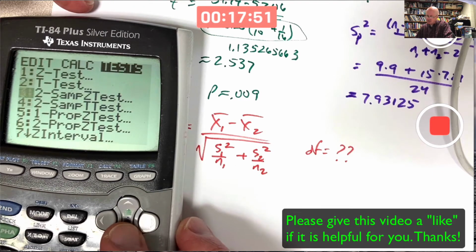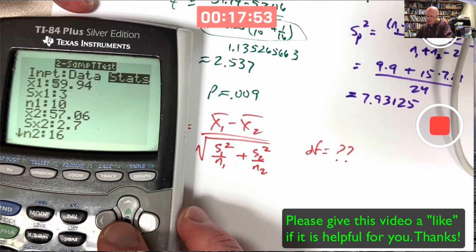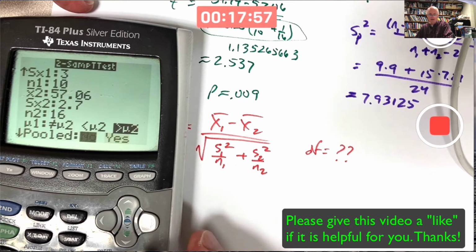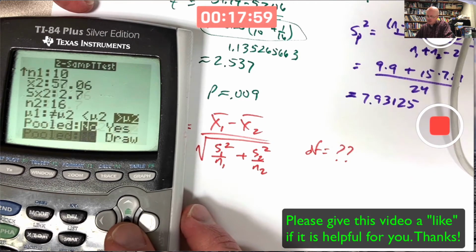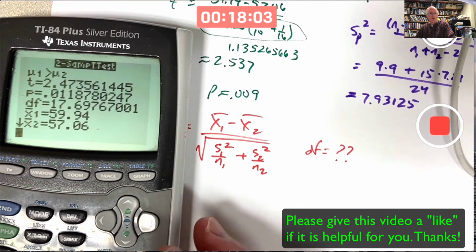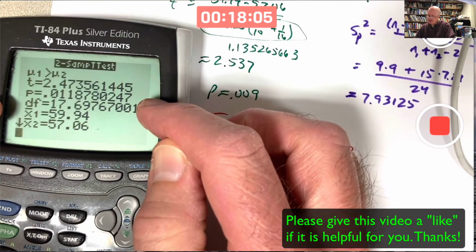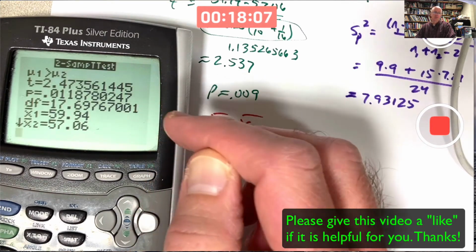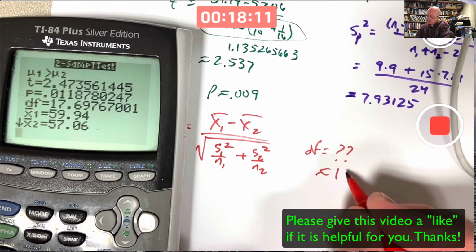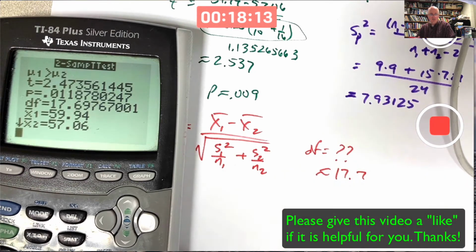So go back to the stat menu, go over to tests. We're doing, again, a 2-sample t-test, and it's the same numbers as before, except now we are not pooling. And it actually even gives you a DF that's a decimal. It's not even a whole number, 17.69767 for the DF it gives you. That's technology. Let's just round to 17.7.